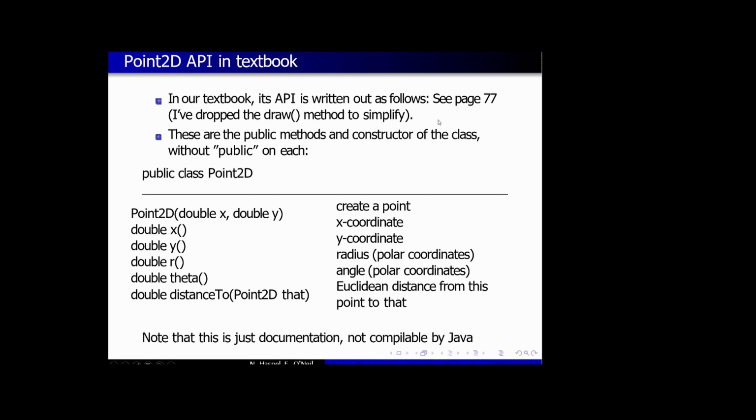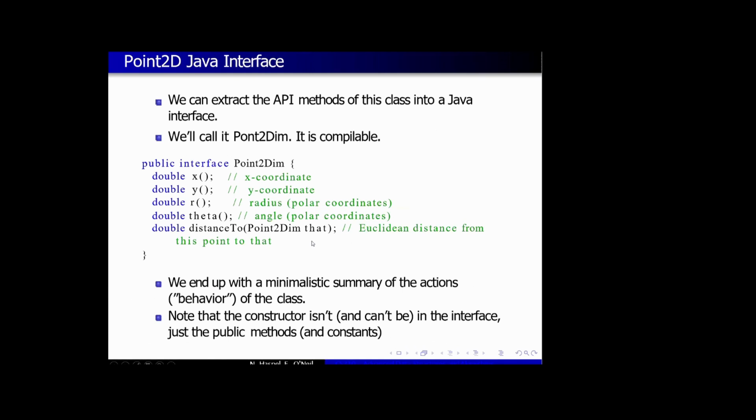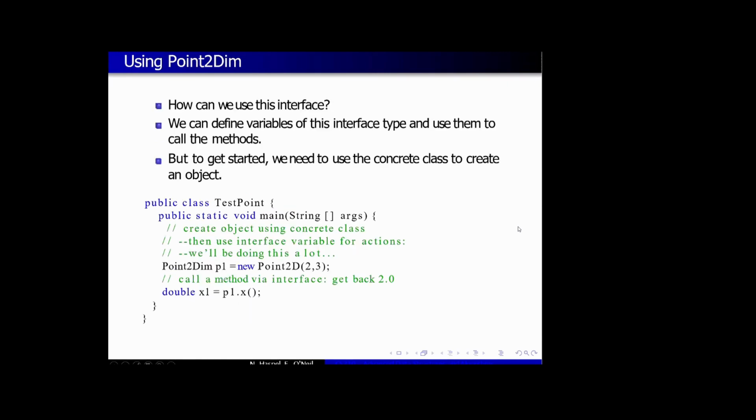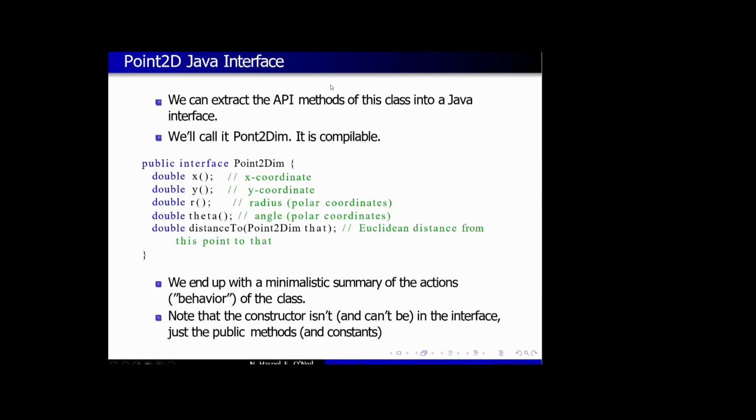So we'll stick to this definition of what an API should be. But we want to make it, this should be Point2D, of course. Oops. I went the wrong way. It should be Point2Dim. We can make a public interface out of these methods. Okay, so it looks like this. We just list all the public methods, but not the constructor. Okay, so this interface doesn't have the full API in the sense of the book.